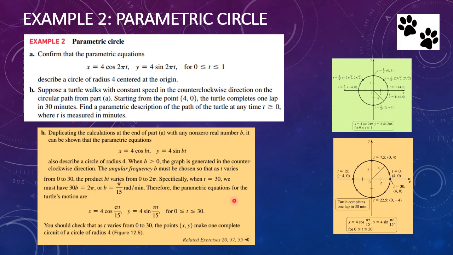Therefore, the parametric equations for the turtle's motion, by substituting in a value for b, are x equals 4 cosine pi over 15 t, and y equals 4 sine pi over 15 t for t between 0 and 30. You could check here to make sure that as t varies from 0 to 30, the points x, y make one complete circle of radius 4, and you can see some values plotted on there. It's kind of interesting that we're pulling in this trigonometry knowledge as we move into parametric equations and use them in calculus.